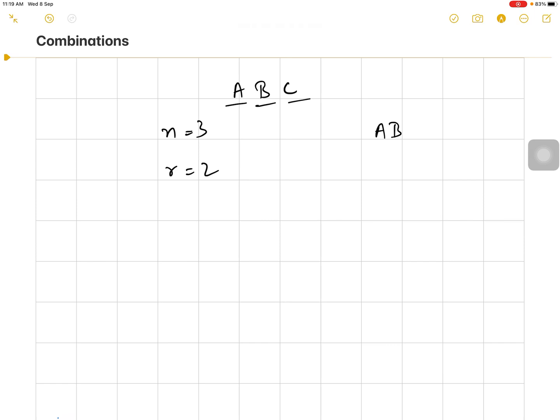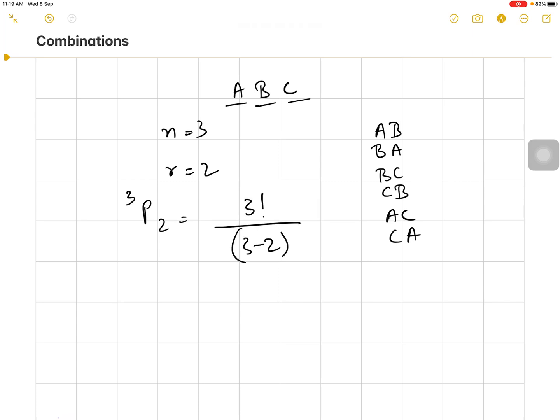Suppose you are selecting AB, so you can write it as AB or you can write as BA. If you are selecting BC, it will be BC, you can write it as CB. And if you are selecting A and C, then AC and CA. This is permutation. There are 6 ways, right? That is 3P2. The formula is 3 factorial divided by 3 minus 2 factorial.